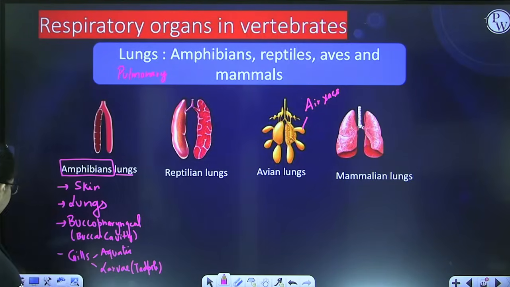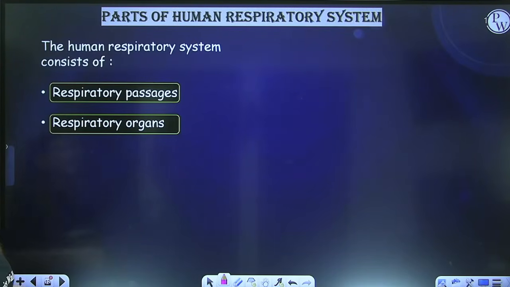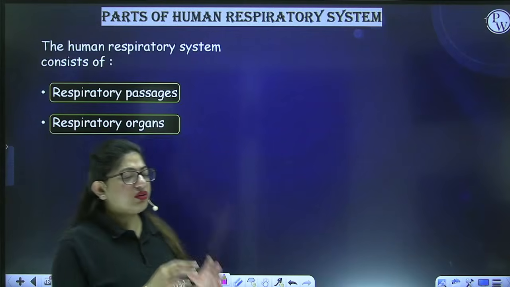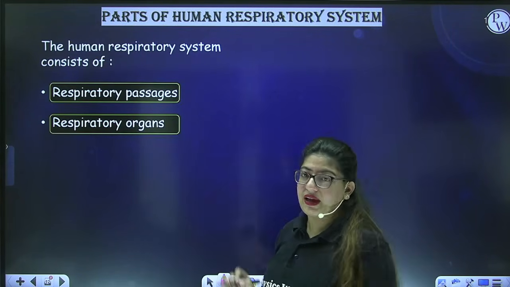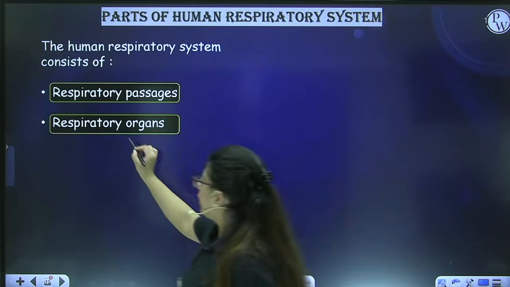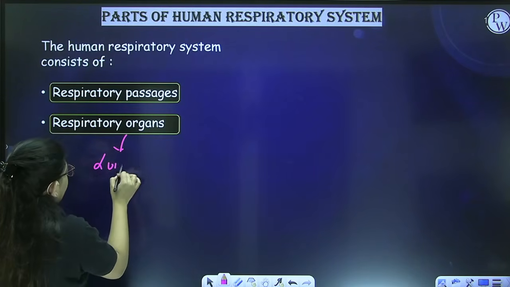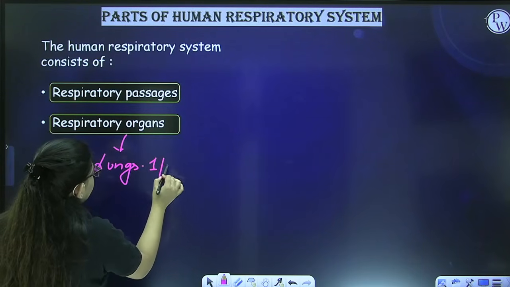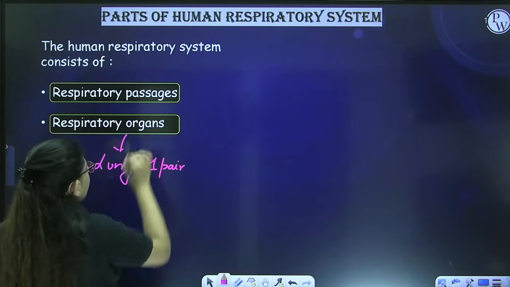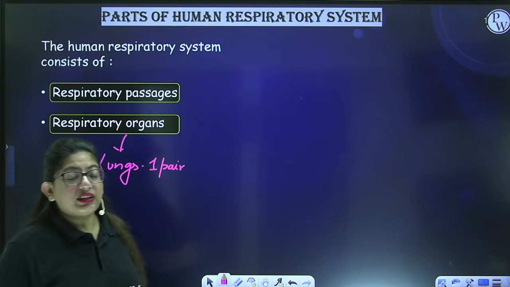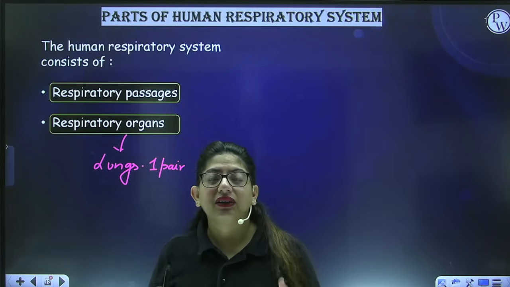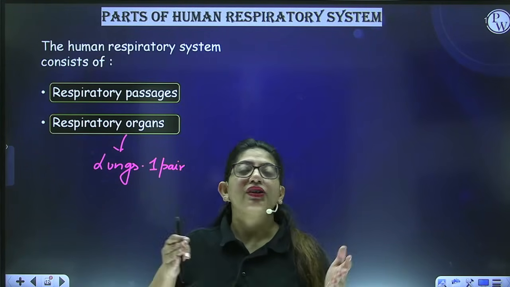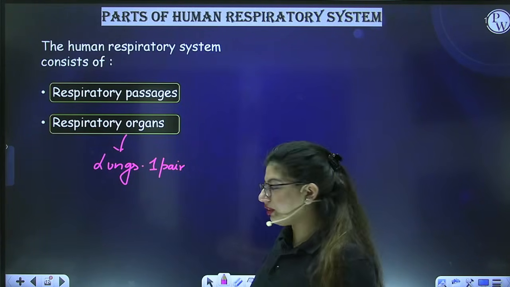Let's talk about the human respiratory system. The entire human respiratory system is divided into two parts. One is the respiratory passages, another is the respiratory organ. And what is our respiratory organ? Lungs. We have one pair of lungs. The respiratory passages are the small passages from where your air enters and goes towards the lung. So let's talk about them in detail.